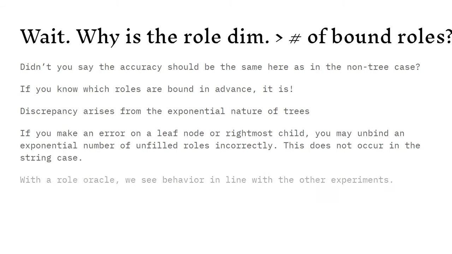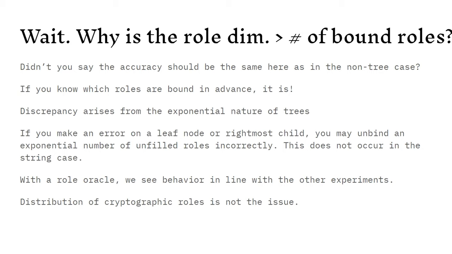So it's not exponential. And in fact, we gave a role oracle to our unbinding process. So it knew which roles were bound and which ones were leaves. And in that case, we see behavior in line with the other experiments, where we're able to get a role dimension about half the size of the number of bound roles. So that may be useful if you are able to know the shape of your trees generally, but not the contents, for instance. And it also explains that this has nothing to do with the distribution of cryptographic roles, and everything to do with just the nature of unbinding from trees.